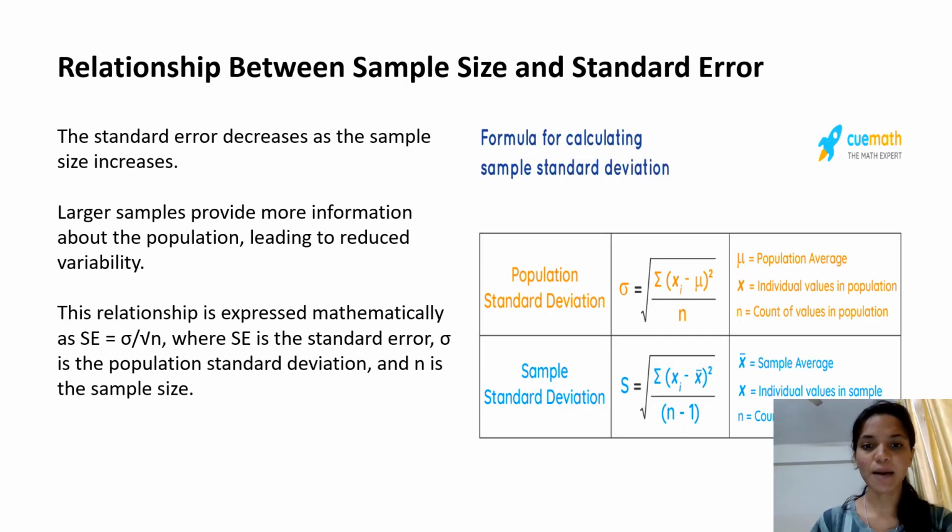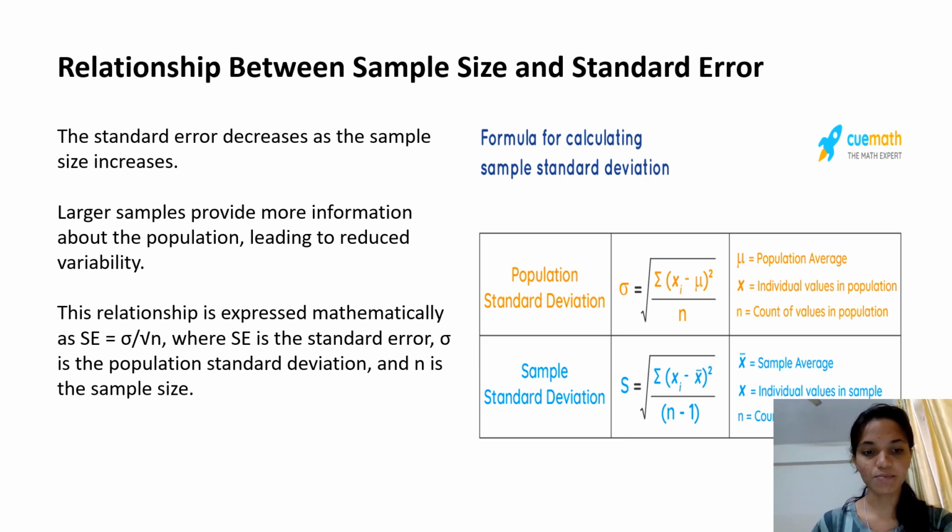Relationship between sample size and standard error. The standard error decreases as the sample size increases. Larger samples provide more information about the population, leading to reduced variability.